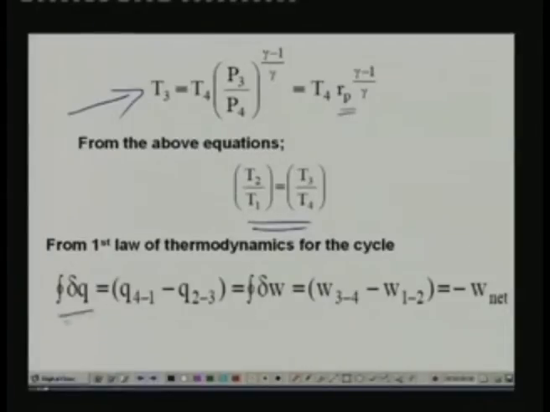As you know, cyclic integral of del Q is equal to cyclic integral of del W. Heat transfer took place in two processes, 4 to 1 and 2 to 3. Q4 to 1 is positive because it is taking heat from the heat source. Q2 to 3 is negative, it is rejecting heat. There are two work transfer processes. Process 3 to 4, the isentropic expansion in the turbine, is positive because the system is doing the work, and the work input to the compressor is negative because you are supplying the work to the system. This is equal to W net. So finally W net is equal to Q4 to 1 minus Q2 to 3.